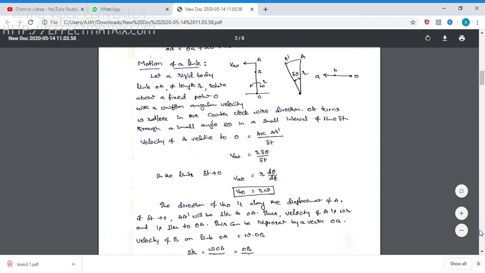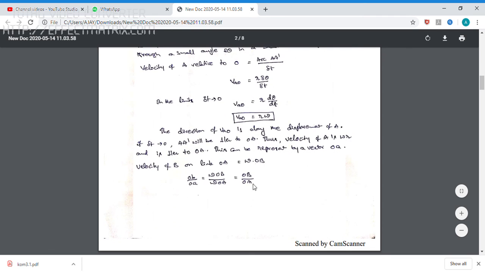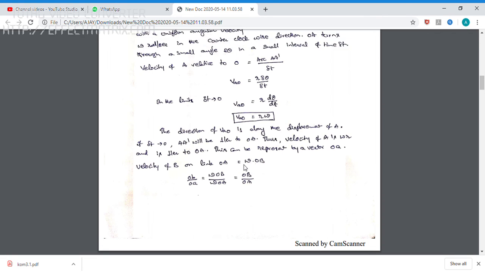In the same manner we can easily calculate it. The velocity of B on link OA is equal to omega into OB. Why is it the same, sir? OB is your selected portion length. So angular velocity into length, V is equal to R omega, that is omega into OB.